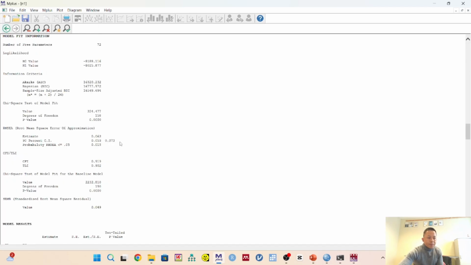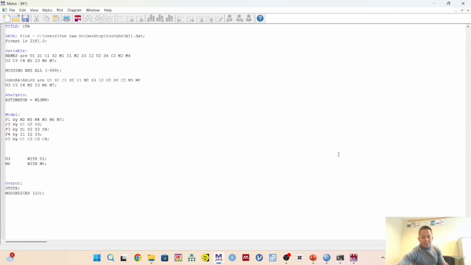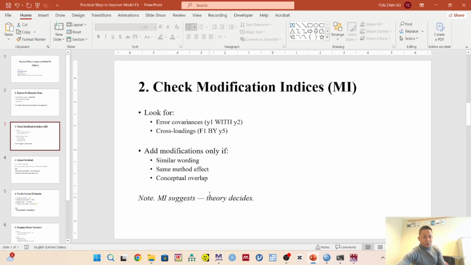Here, the modification is acceptable. 919, 902. SRMR is also 0.049. It's okay. RMSEA is somewhat better, it's lower. And also chi-square is good. This pattern is correct, this is already good enough. This model is already acceptable. And then we will check other ways to improve after modification.